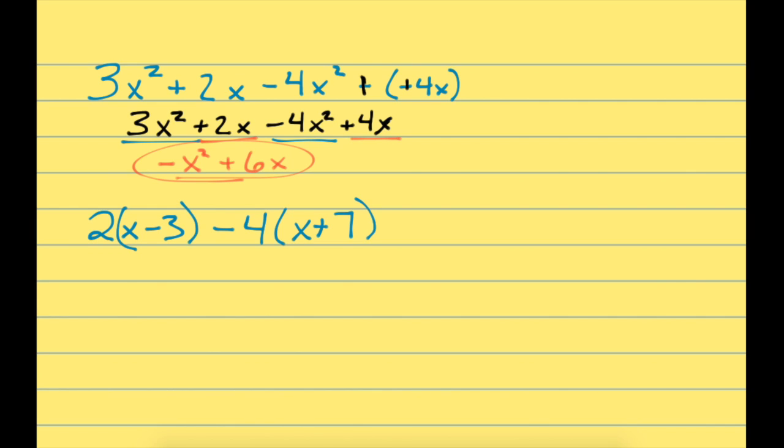The next one we need to start by using the distributive property. 2 times x minus 3 is 2x minus 6. Negative 4 times x plus 7 is negative 4x minus 28. Then we can identify like terms. 2x and negative 4x are alike, and these two numbers without variables are also like terms. And so we add our x's. 2 minus 4 is negative 2x, and negative 6 and negative 28 give us negative 34.